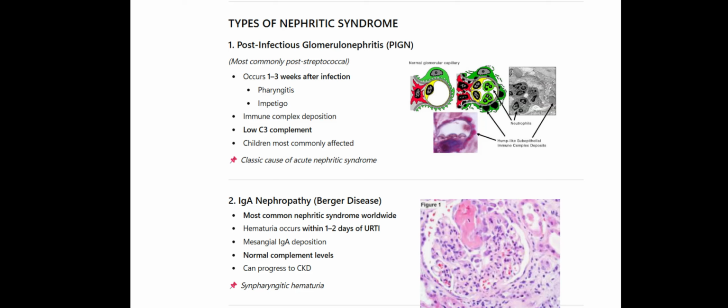IgA nephropathy, also known as Berger disease, is the most common primary glomerulonephritis worldwide. It is characterized by recurrent episodes of hematuria that occur within 1 to 2 days of an upper respiratory tract infection, gastrointestinal infection, or exercise. The disease is caused by deposition of IgA immune complexes in the mesangium of the glomeruli, leading to mesangial proliferation and inflammation. Serum complement levels are usually normal. Many patients maintain stable kidney function for years, but some develop progressive renal impairment and eventually chronic kidney disease.